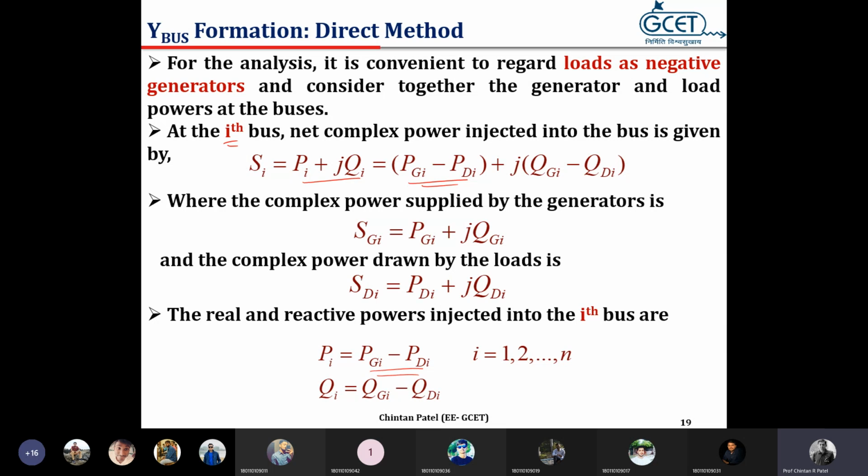Then from 4 to 7, again at bus number 1 generation is more than demand, and at bus number 2 demand is more than generation. So again the power direction is reversed. So if there are n number of buses in the system, and let's assume bus number 1 is connected with 4 other buses, then the situation is very much complex.